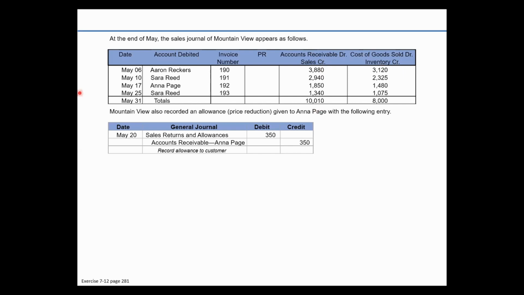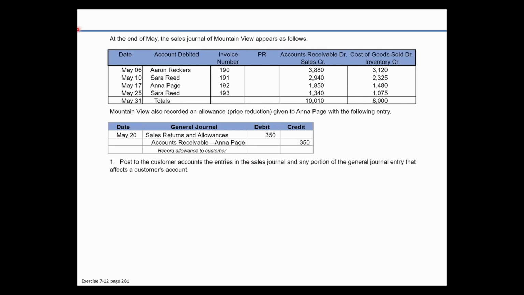Now, Mountain View also recorded an allowance, which would be a price reduction that was given to Anna Page, with the following entry. So on May the 20th, they had a sales returns and allowances of $350, and then that reduces the accounts receivable by $350.